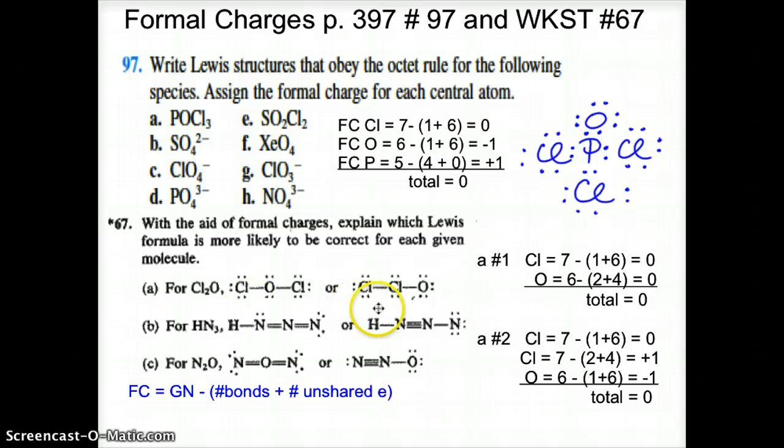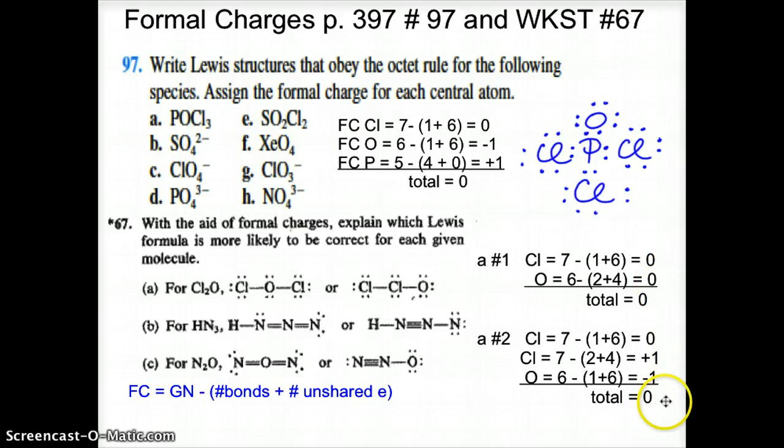Okay, now we want to compare it to the other structure. Chlorine, we'll start with this one on the end, again has 1 bond, 6 unshared electrons, so 7 minus 1 plus 6 is 0. Chlorine in the center has 2 bonds and 4 unshared, so 7 minus 2 plus 4 is 6, gives us a plus 1 charge. And then the oxygen over here on the end has 1 bond and 6 unshared electrons, so group 6 minus 1 plus 6 is equal to a -1 charge. So our total is equal to 0.